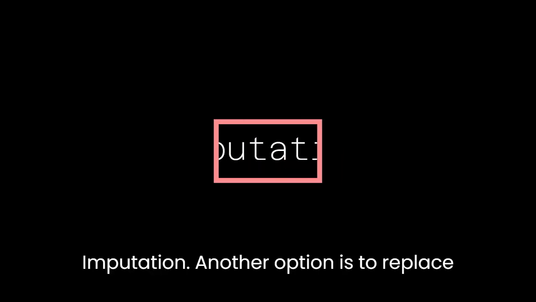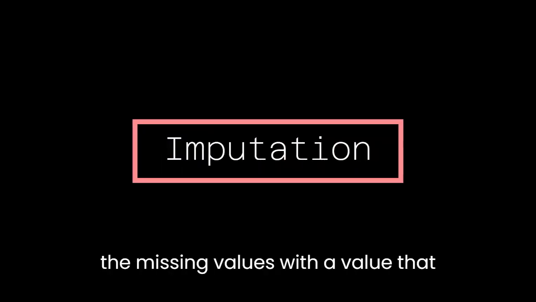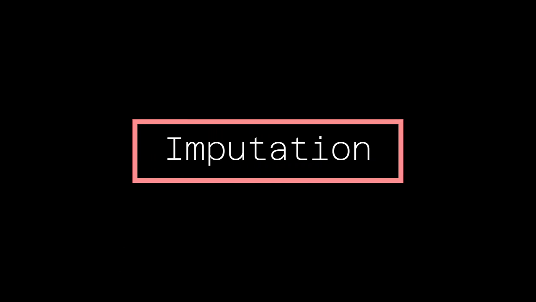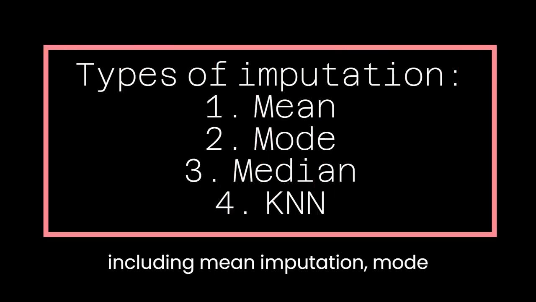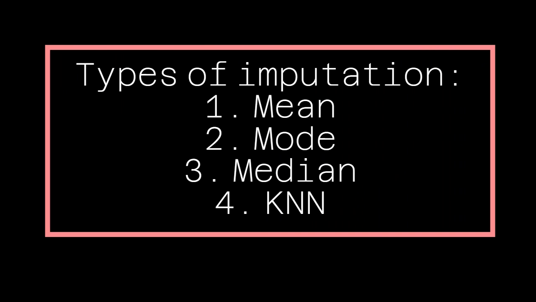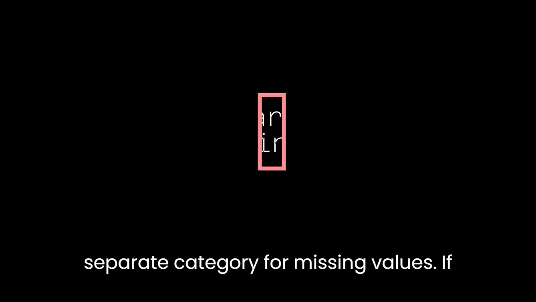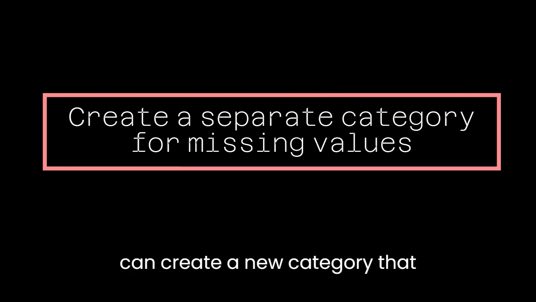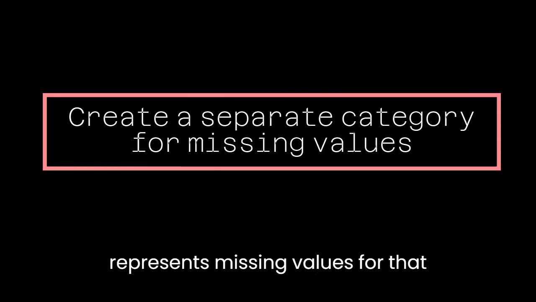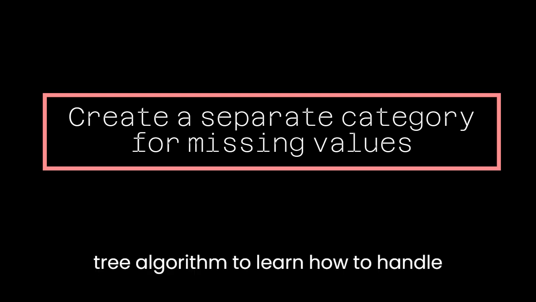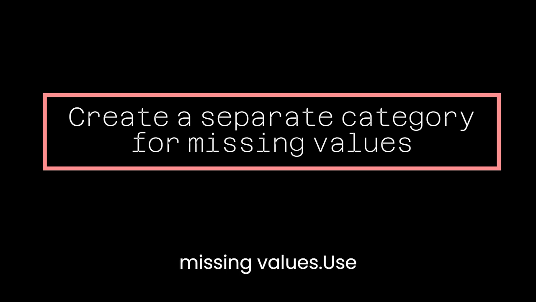Another option is to replace the missing values with a value that represents the distribution of the other values in that feature. There are several methods for imputation, including mean imputation, mode imputation, median imputation, and KNN imputation. Create a separate category for missing values. If the missing values are informative, you can create a new category that represents missing values for that feature. This can help the decision tree algorithm to learn how to handle missing values.